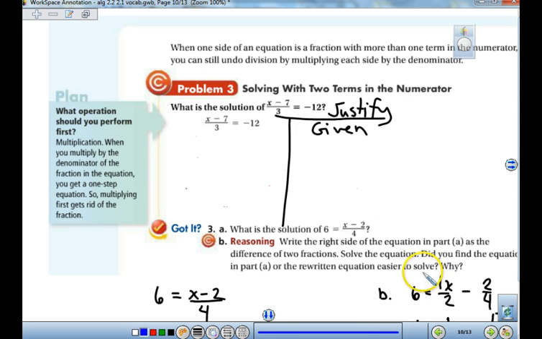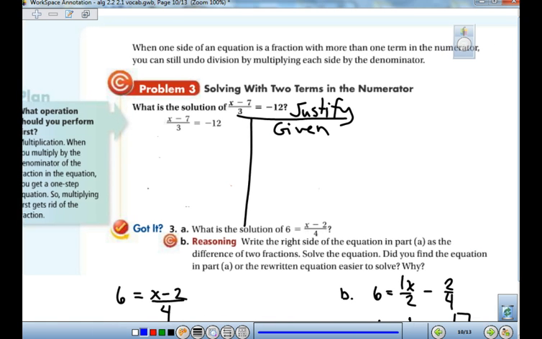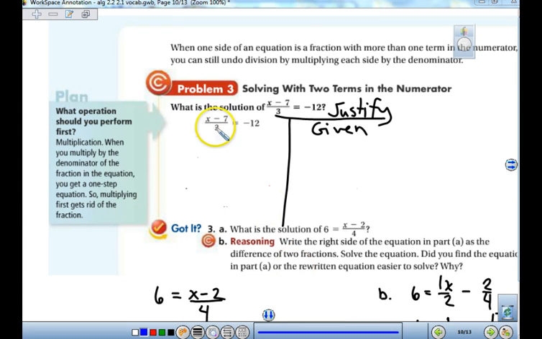On problem 3, we have 2 more that we are looking at. You see the problem (x minus 7) divided by 3, and it says when one side of an equation is a fraction with more than one term in the numerator, you can still undo division by multiplying each side by the denominator, and that's what we are going to do. We're going to think of this whole thing as being divided by 3. The opposite of dividing by 3 is to multiply by 3, or 3 over 1. Those will simplify. I am now going to multiply by 3 on this side. Much easier problem. x minus 7 is now equal to negative 36.